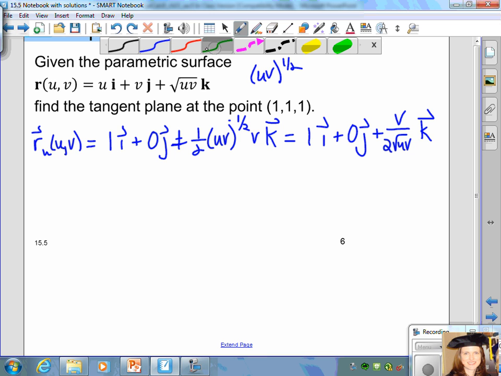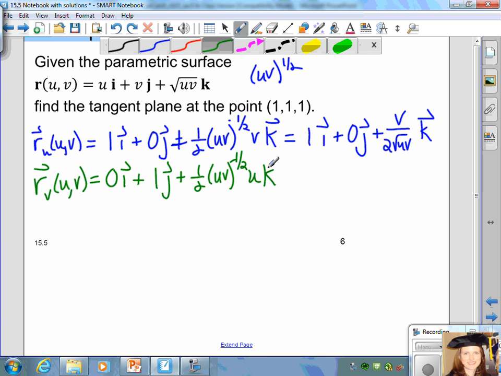Now let's take the partial derivative of r with respect to the variable v. Treating u as a constant and v as a variable, the derivative of u is going to be 0. The derivative of v is going to be 1. And the derivative of square root of uv is going to be 1/2 of uv to the negative 1/2 power times the derivative of uv, treating v as a variable, u as a constant. That's going to be u k. When we simplify that, it's going to give us 0i plus 1j plus u over 2 square root of uv k.